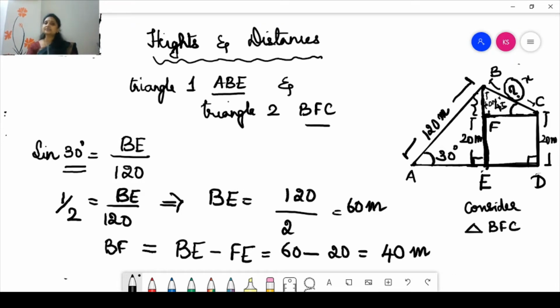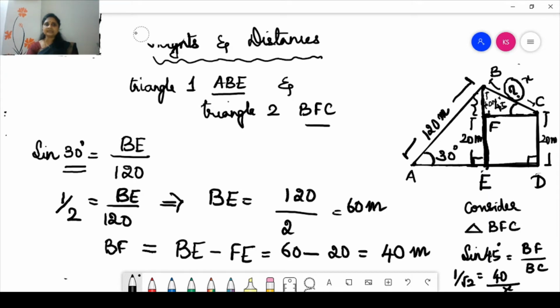So what is the trigonometric ratio that involves the opposite and the hypotenuse? Then again, it's going to be sine. So I have sine 45 is equal to BF by BC. My sine 45 value is 1 by root 2. Again, I suggest that you check the table for the values. So BF is going to be 40, and BC is going to be X. So this is what I have.